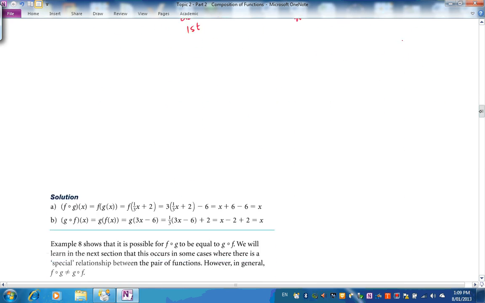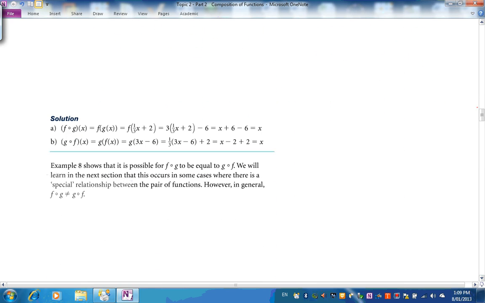Well, going down to the answers then, what's happened? Well, here we are. g was done first, so we end up with a third x plus 2, which we stick in the f function. Here's the f function. This is f of a third x plus 2, because f of x was 3x, so now it's 3 times the result of g minus 6. And so we end up with the function just x.